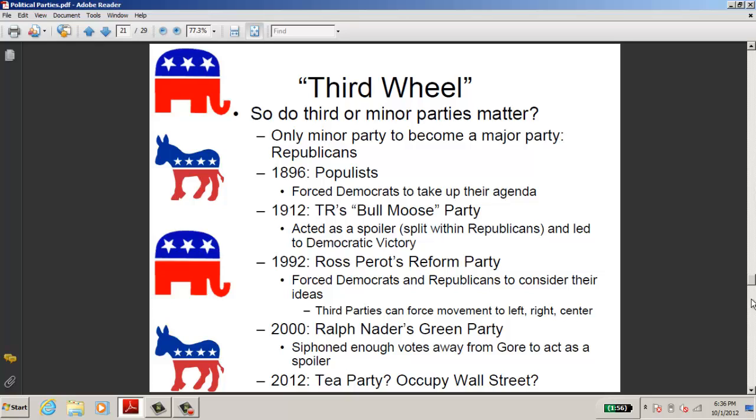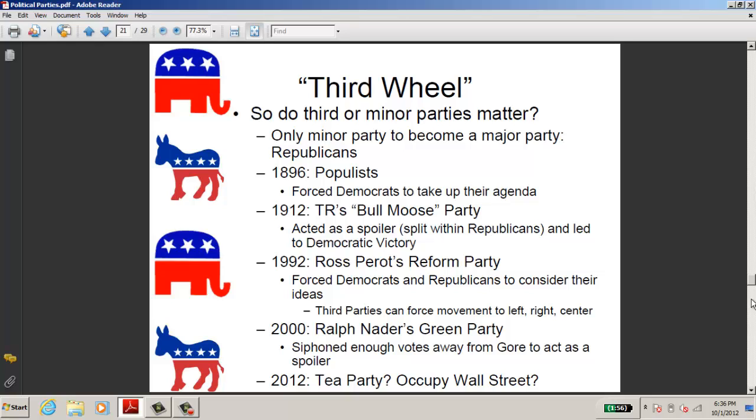Same thing happened in 1992. Ross Perot's Reform Party. It forced Democrats and Republicans both to consider Ross Perot's ideas. And what ended up happening is George H.W. Bush probably would have gotten a lot of Ross Perot's votes had Ross Perot not been in the race, and as a result, Bill Clinton won. 2000, Ralph Nader's Green Party. Al Gore, he might be trying to pass an amendment to alter the Electoral College. He really should just pass an amendment to get rid of Ralph Nader.